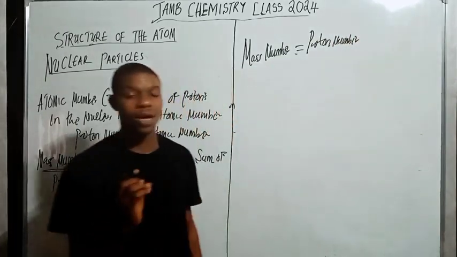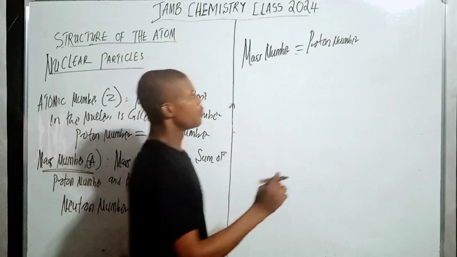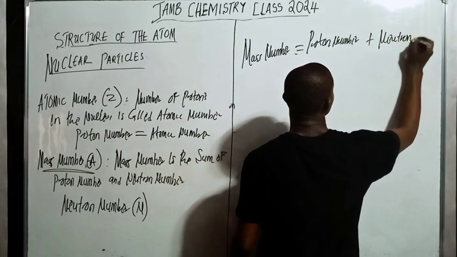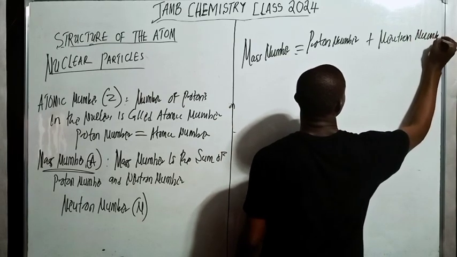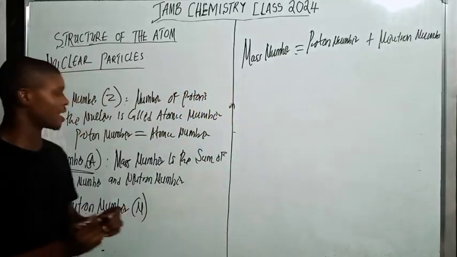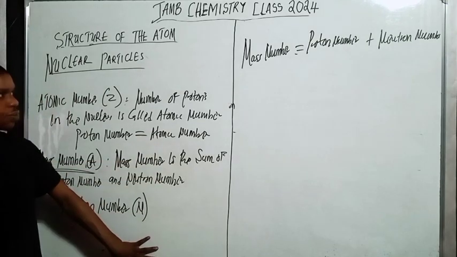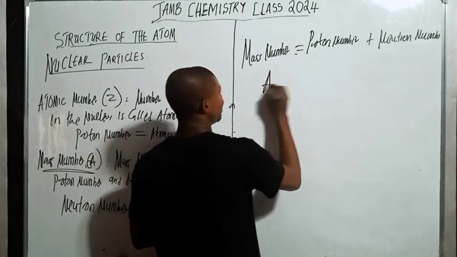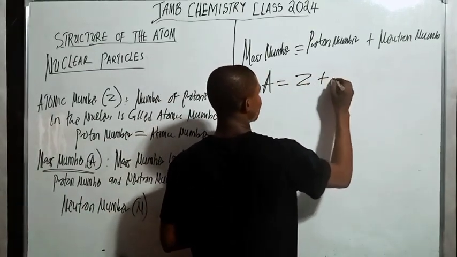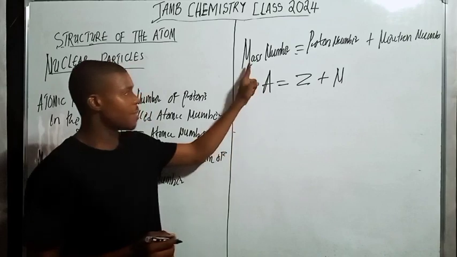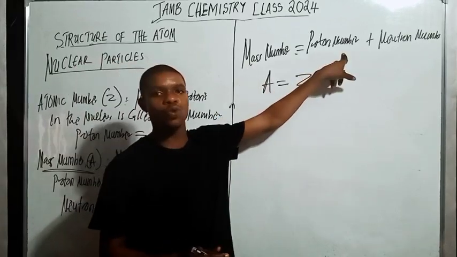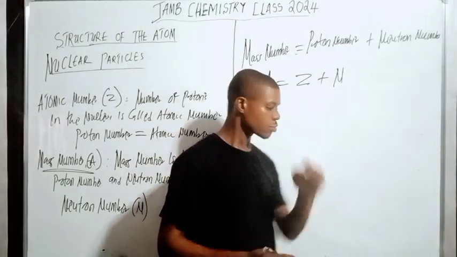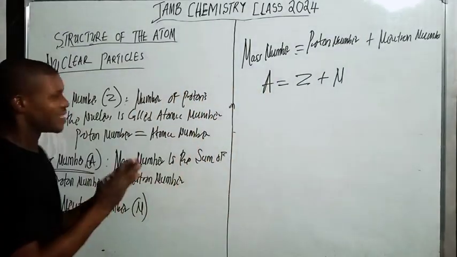I remember proton number is also the atomic number. Do you understand? Plus neutron number. So there are things you need to pay attention to. It means that A is equal to Z plus N. A is the mass number, Z is the proton number, or the atomic number, and N is the neutron number. Do you understand? So this is the first thing you want to take note of.